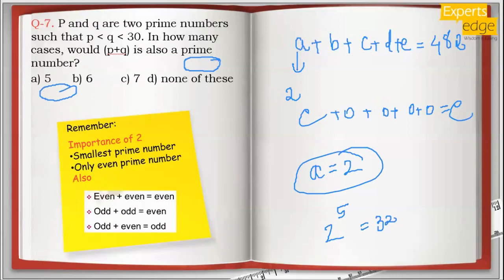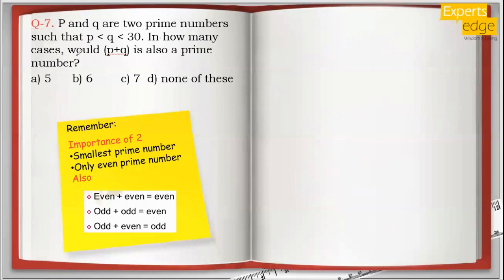Question number 7. Now, again a good question. It says there are two prime numbers P and Q, both less than 30, where P is less than Q as well. So in how many cases is P plus Q also prime? What he wants is that P plus Q should be prime.